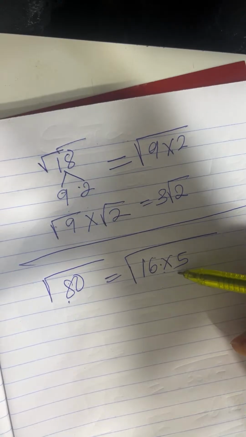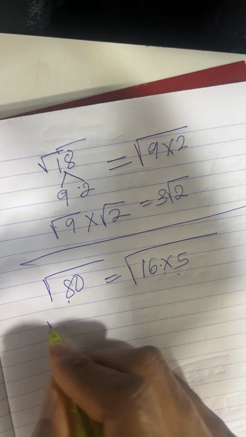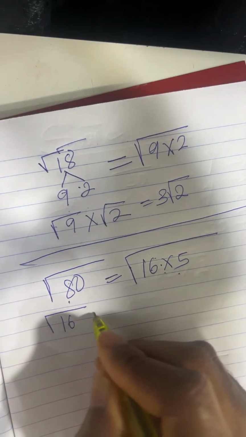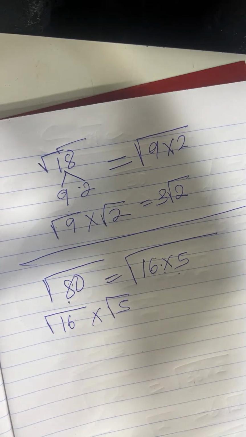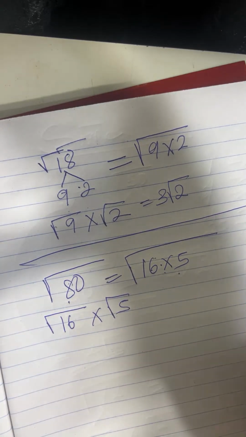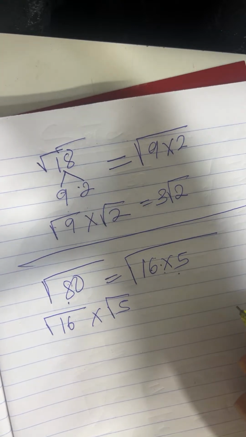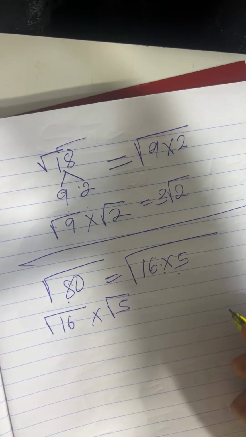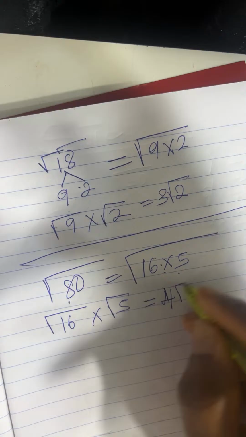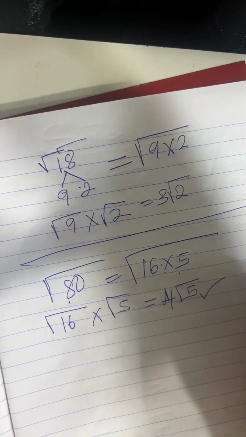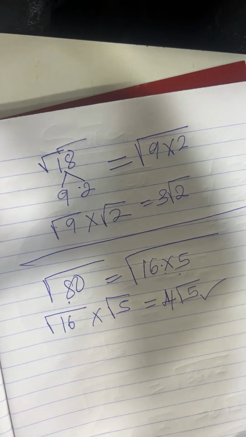So since you have this, it is very simple. This is basically the square root of 16 times the square root of 5. What is the square root of 16? The square root of 16 is 4. The answer becomes 4 root 5. That's the answer. So simplifying surds is easy.